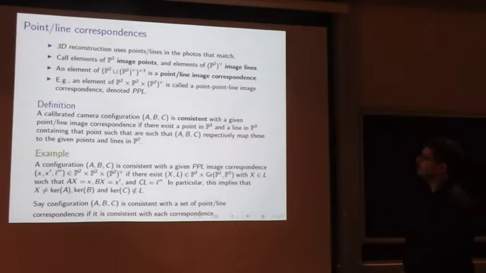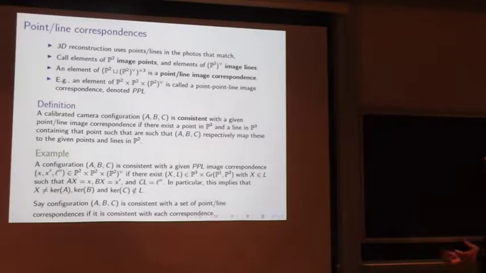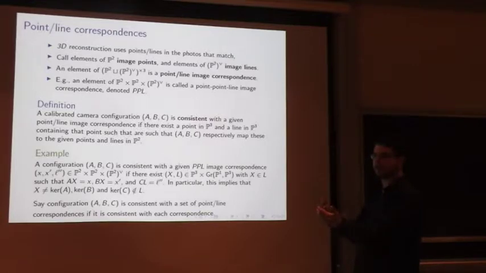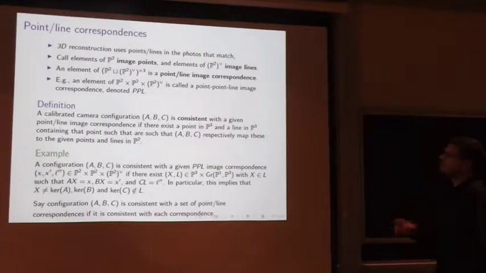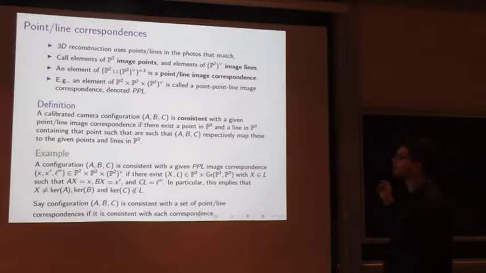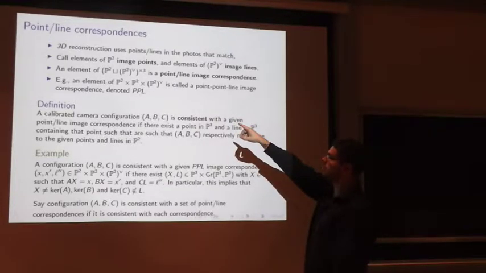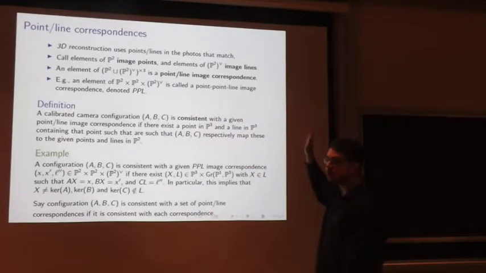Let me be precise about what I mean by point line correspondences for 3 views. So as we saw with 2 views, 3D reconstruction uses points and photos that match. For 3 views, we can actually use lines as well. So let me call the elements of P2 image points and the elements of P2 check, or P2 dual, image lines.